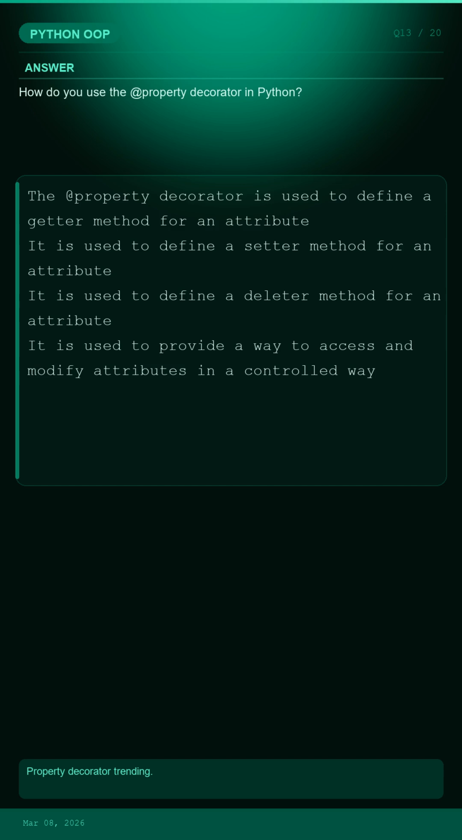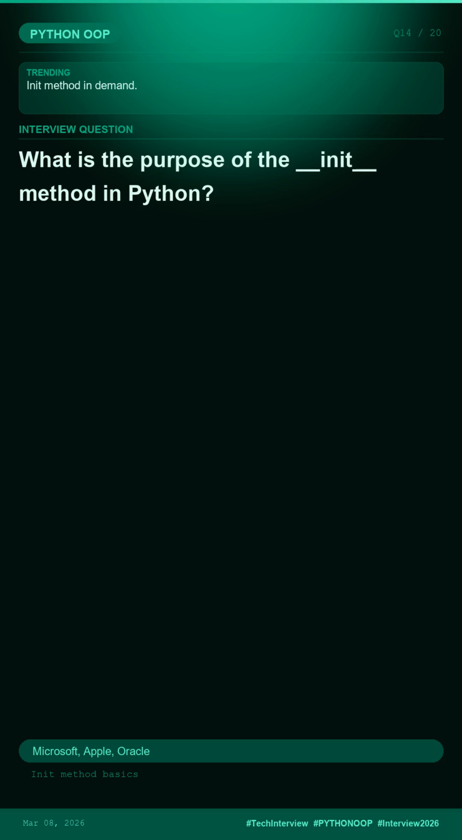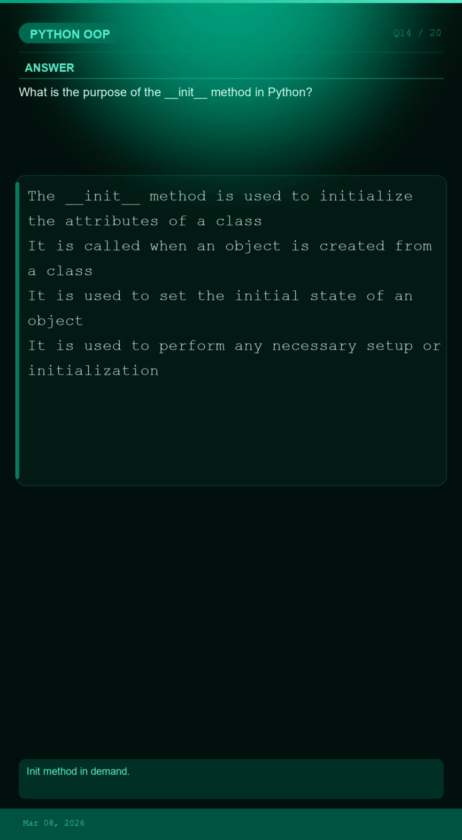Question 14. What is the purpose of the __init__ method in Python? Answer. The __init__ method is used to initialize the attributes of a class. It is called when an object is created from a class. It is used to set the initial state of an object. It is used to perform any necessary setup or initialization.